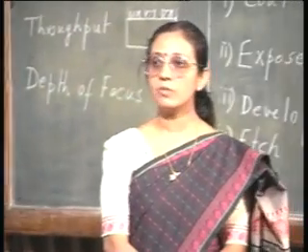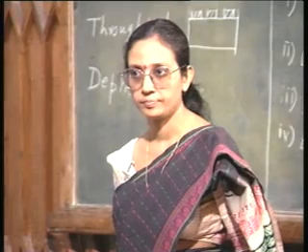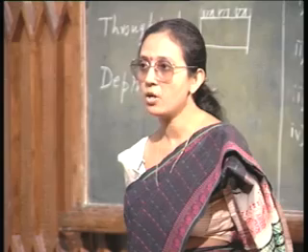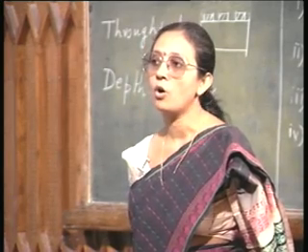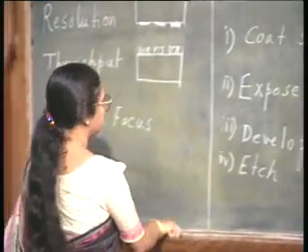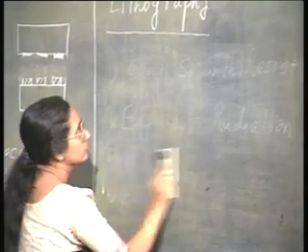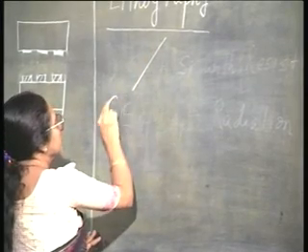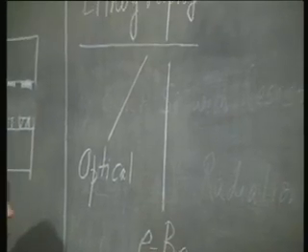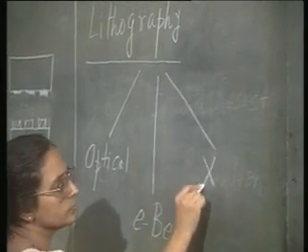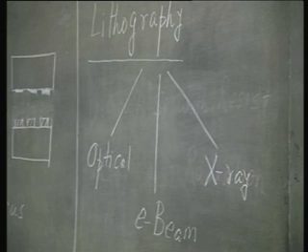Now, we come to the types of lithography. The process of lithography is classified according to the type of radiation. That is one type of classification. Depending on the type of radiation we use, the lithography is called an optical lithography, an E-beam lithography or an X-ray lithography. It can be optical lithography or E-beam lithography or X-ray lithography.